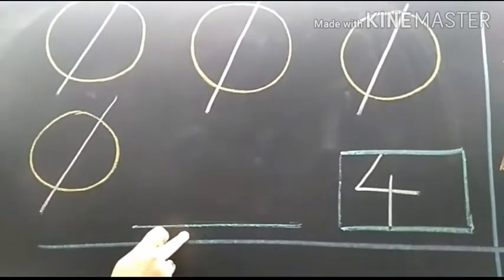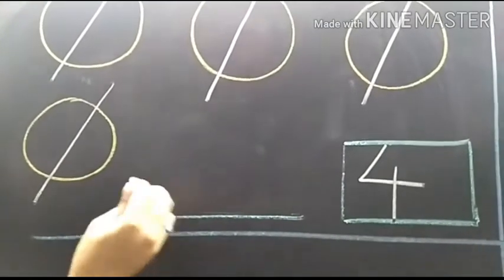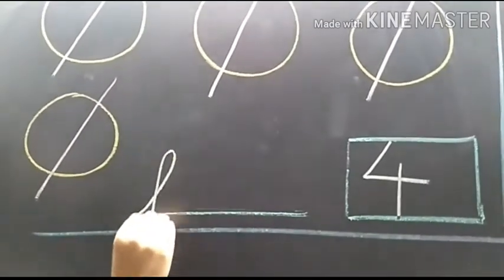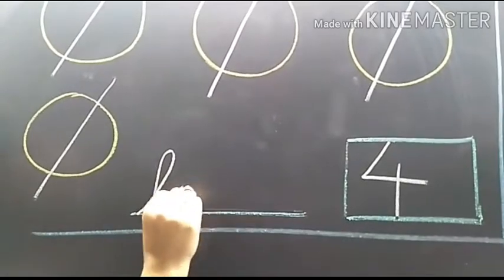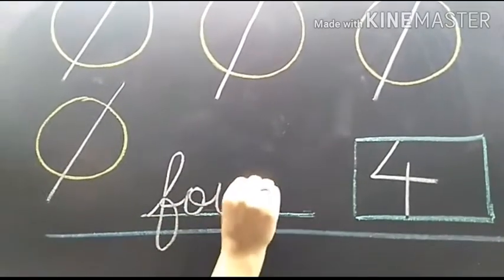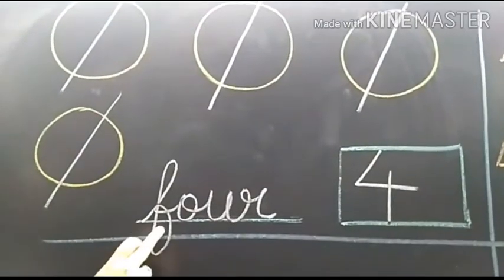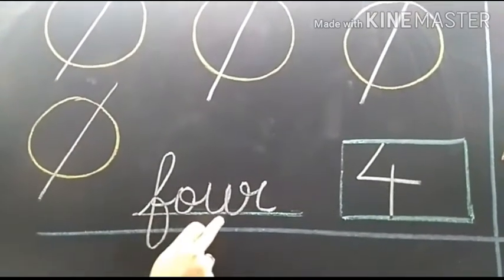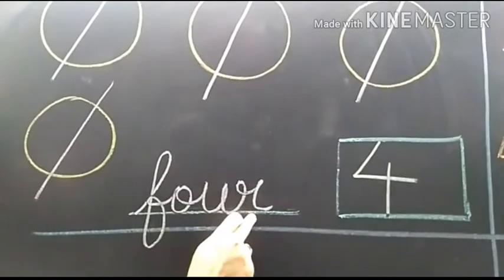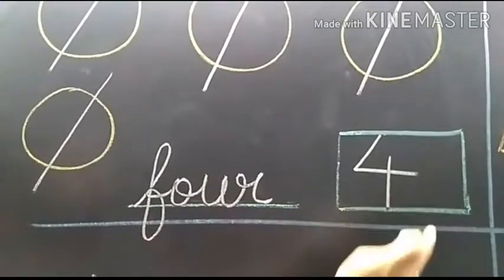So what is the spelling of 4? Come on. F O U R, 4. Again, F O U R, 4.